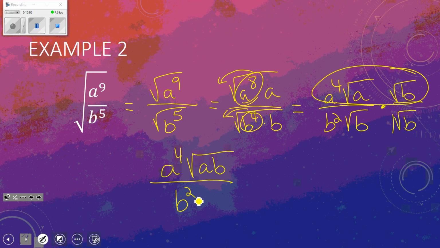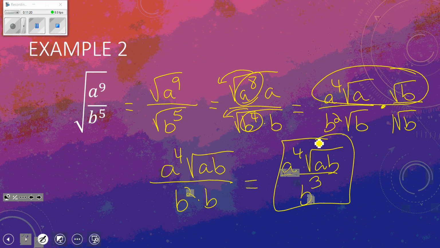What's the square root of b times square root of b? It's the square root of b squared, which is technically just b. Just a b, right? And so all together, I have a to the 4th square root of ab divided by b cubed. Can I simplify my b's? Why not? One's on the inside, one's on the outside. So I'm finished. Okay. Right. There's no, because technically it becomes the square root of b squared. But what is that?